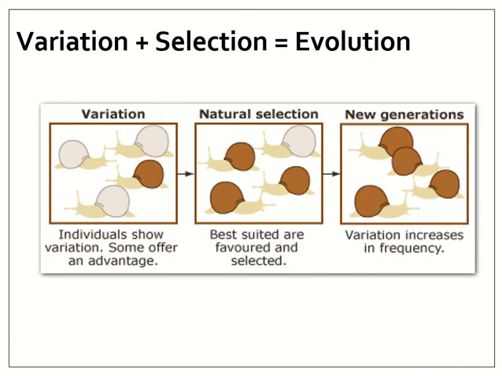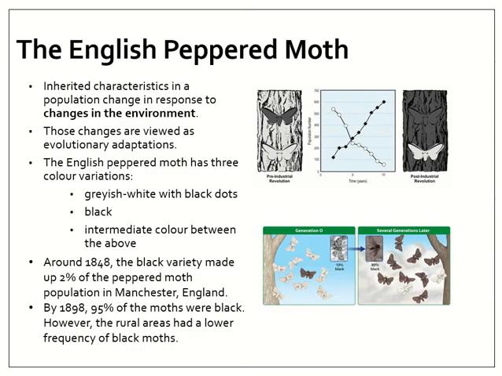And then this one's showing your variation, natural selection, selective pressure gives you your new generations, and that's going to be your evolution. A well-known and well-studied example of evolution happened from about the mid 1800s to the late 1800s, when the Industrial Revolution happened in England.